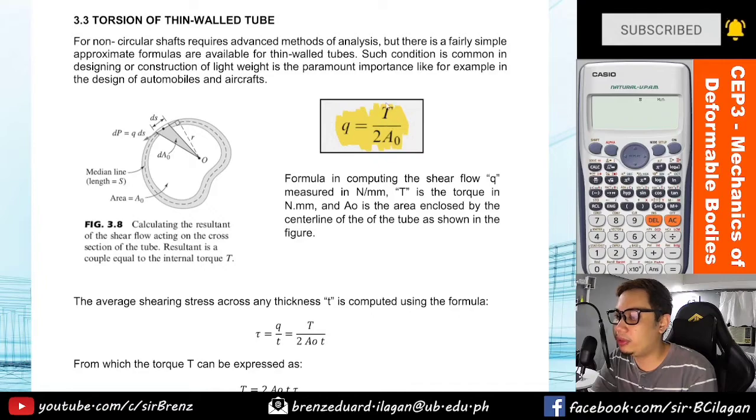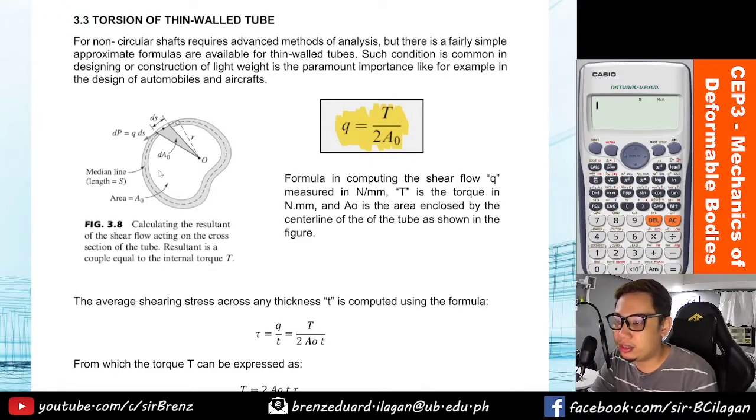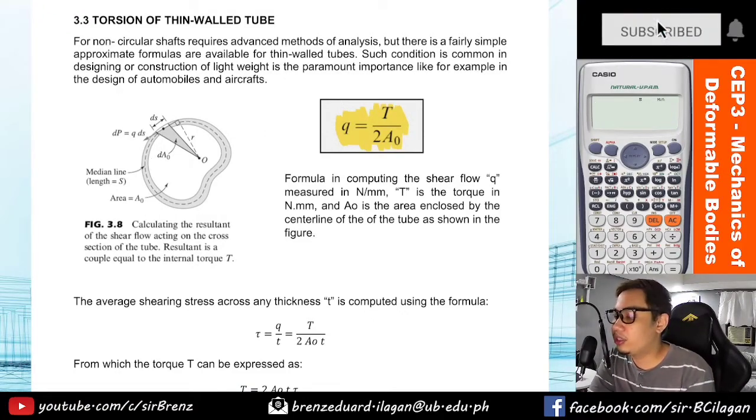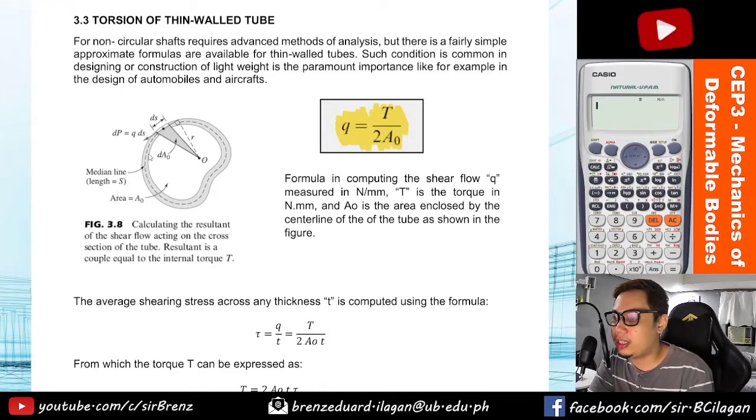From where yung T, ito po yung torque natin, which is in units of Newton-mm, or force times distance, a unit of moment. And yung A sub O natin, ito guys yung area which is enclosed by the center line of the tube as shown in the figure. So, ang ibig sabihin yung area ng center line. So, given ka ng outer and inner diameter, ang kailangan mong makuha doon is itong median line or yung median diameter. Therefore, yung area na kailangan nating consider is itong shaded area, coming from this dashed line hanggang dun sa gitna. Okay?